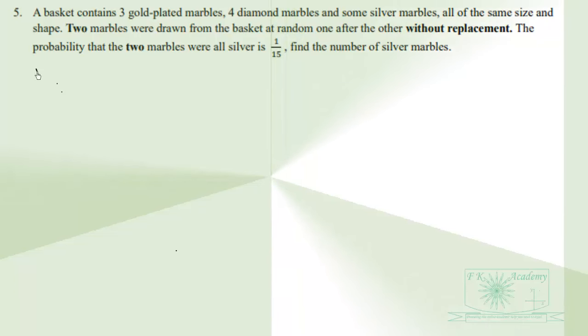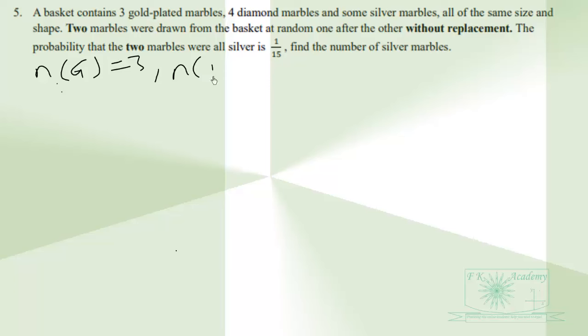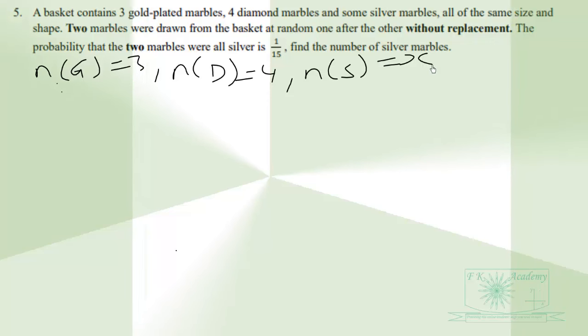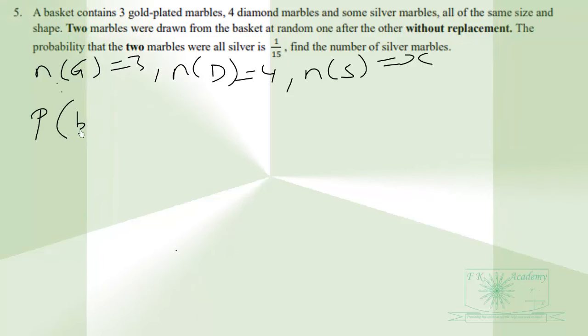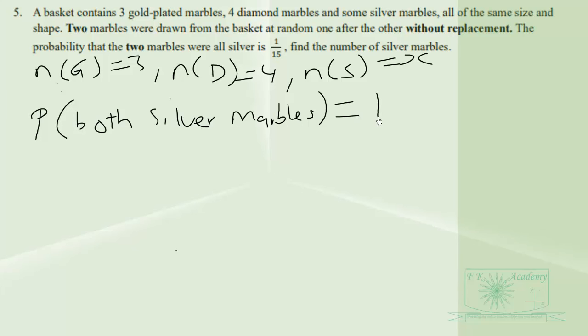So the number of gold-plated marbles is 3. The number of diamond marbles is 4. Then the number of silver marbles we don't know, so let it be x. So we're told that 2 marbles were drawn from the basket at random, one after the other without replacement. So the probability that both are silver marbles, we are going to get something like this. The first one is a silver marble, and the second one too is like that.